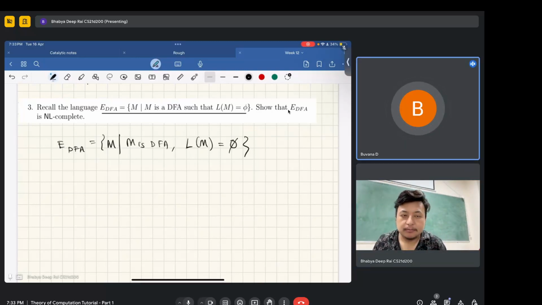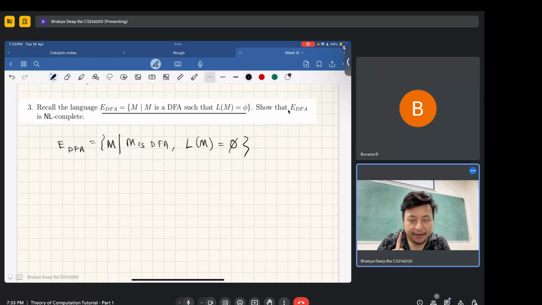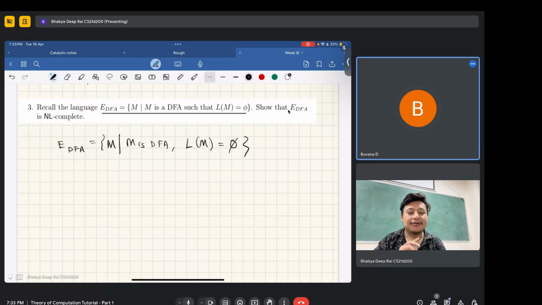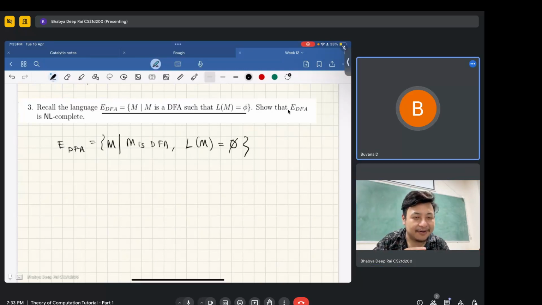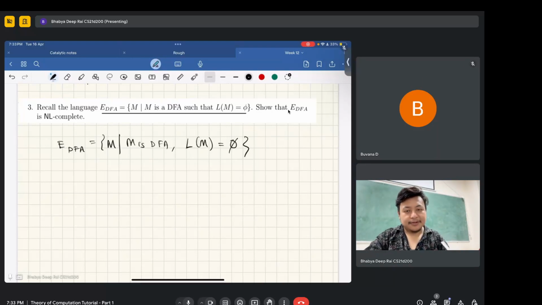Once it reaches accept state, will the language be empty or non-empty? Non-empty, because it has a string. Good. So what is empty? It does not reach accept state. It will never reach accept state. Fine, right, good.